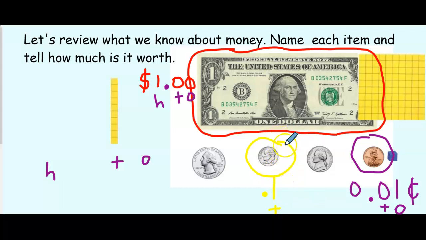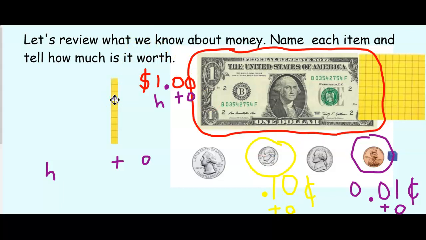Are there any ones place numbers here? No, there are not. So we would write a 0 for the ones place. There are no pennies. There are no extra cents. And then the cent sign. Great job, boys and girls. This is how 10 cents looks if you were to write it down.